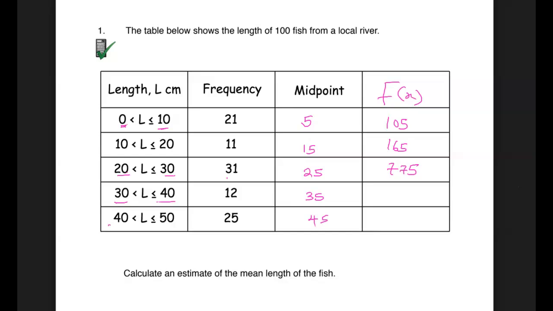What is 12 times 35? That gives you 420. And what is 25 times 45? That gives you 1125. Can you see? So that is that now. You will now add the fx together. 105 plus 165 plus 775 plus 420 plus 1125 gives you 2590.